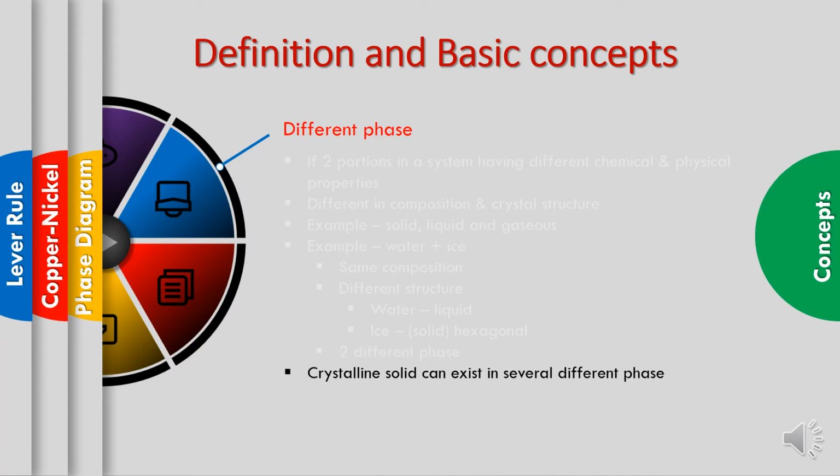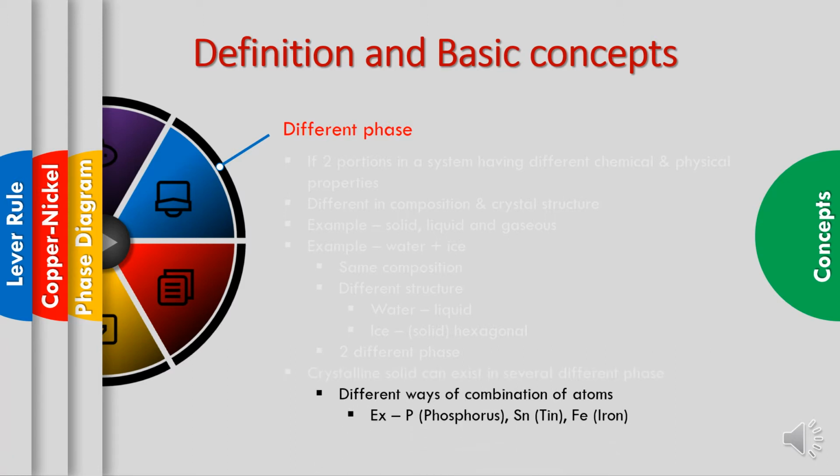Crystalline solid can exist in several different phases. So different ways of combination of atoms, like we have a combination of phosphorus, tin, and ferrous iron or something in combination. And this combination basically will produce an alloy. So after this, we will look at the different alloys in combination of elements.